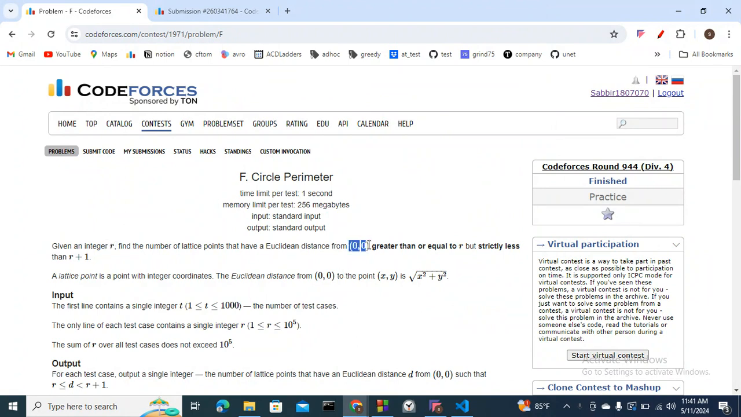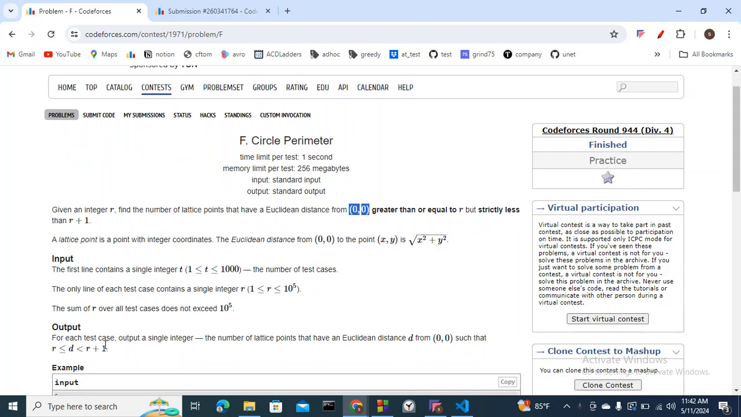Suppose we are at position (0, 0). We have to calculate the number of positions where, if we go, the Euclidean distance will be greater than or equal to r and less than r plus 1. So this is the equation for Euclidean distance if the point is (x, y). Okay.